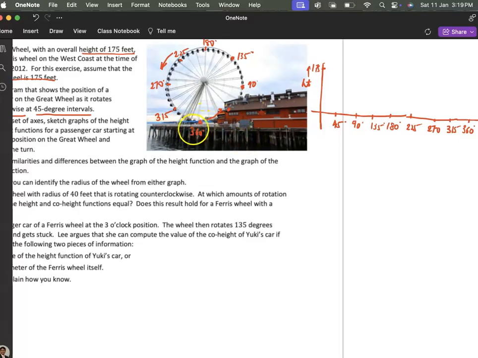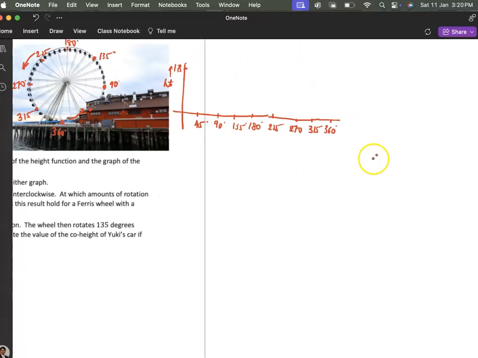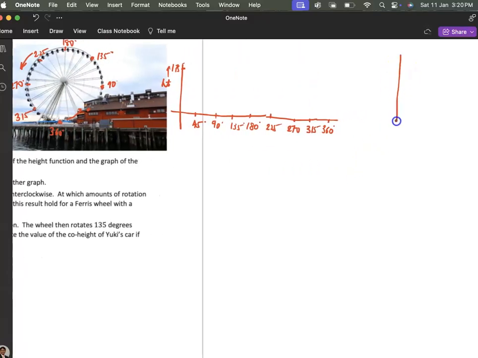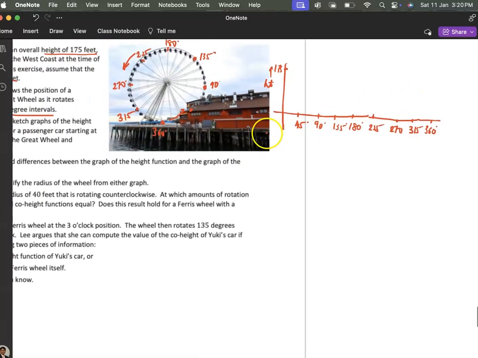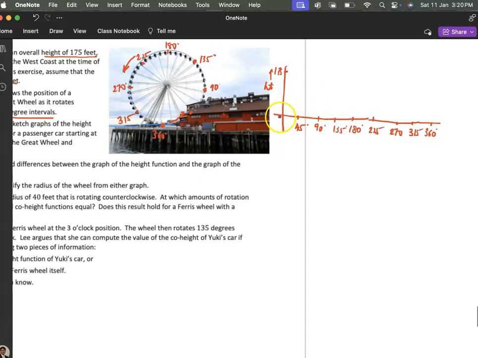Now think of the height. So basically at 90, you think like this. So this is the height. This is zero height. And the maximum height is how much? 175. Right. And the midway will be how much? What is half of 175? 87.5. So when it's 90, it's halfway.